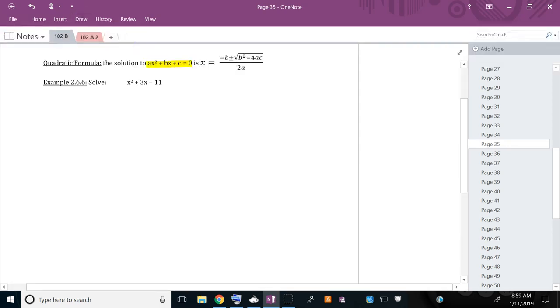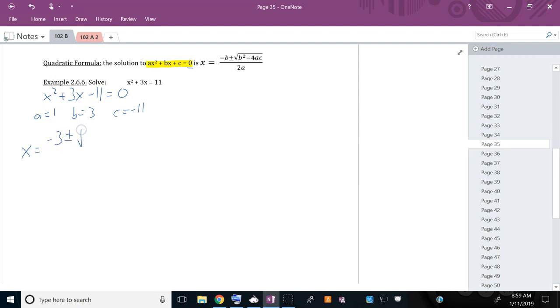So if I have x squared plus 3x equals 11, again, I have to have a 0. So if I don't have that, I need to first rewrite to get that. So here, a is 1, b is 3, c is negative 11. So let's put it in our formula and see what we get out. So I get negative b plus or minus the square root of b squared minus 4 times a times c all over 2 times a.